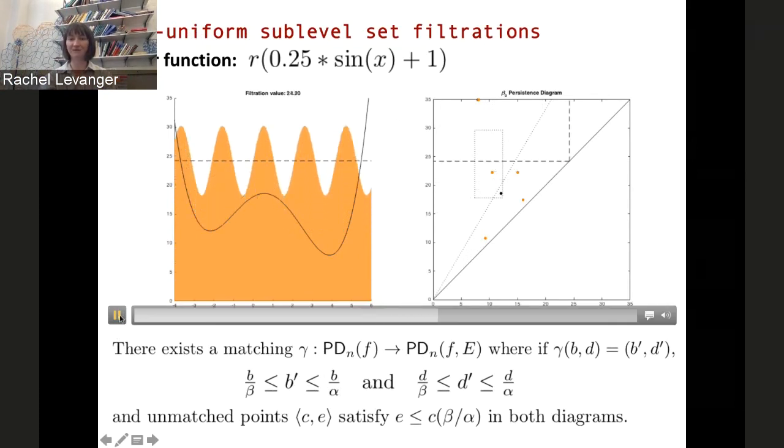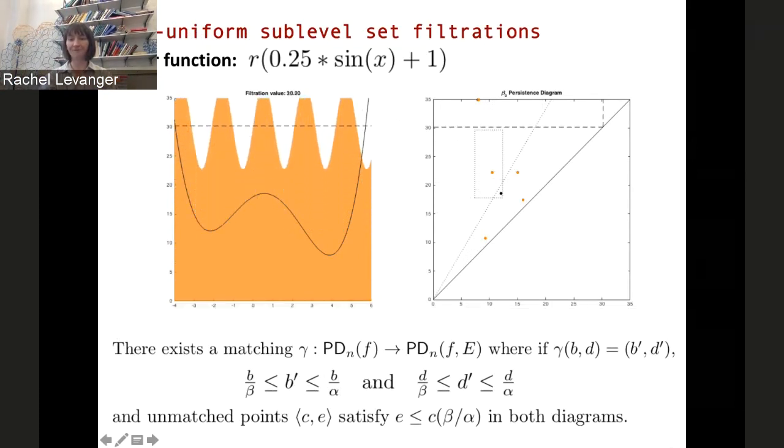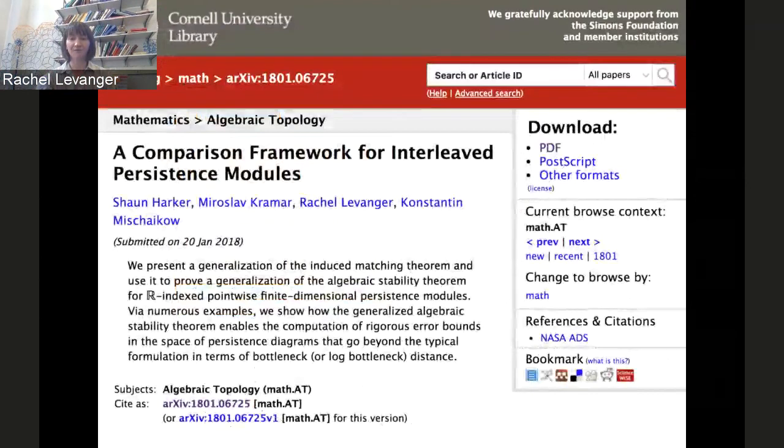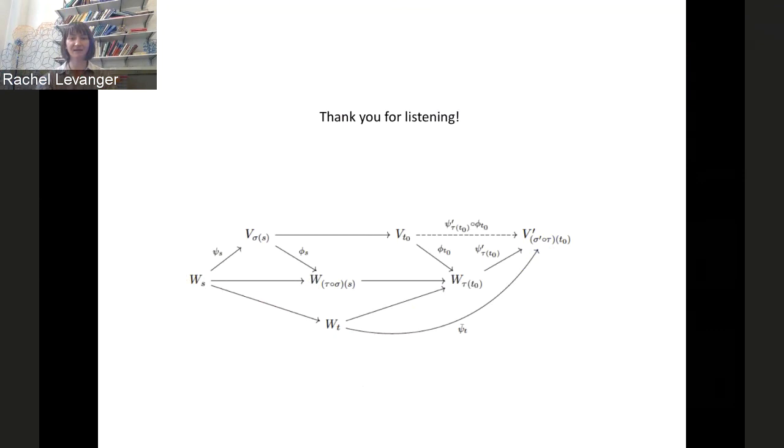So I know that last part was a little quick, but hopefully it gives the idea of some of the utility of this framework. You can see our work has been posted on arXiv recently, finally. So all of the guts and glory are in the paper on arXiv. And I think we're just about out of time. So thank you all for listening. Here's a commutative diagram. Thanks for having me.